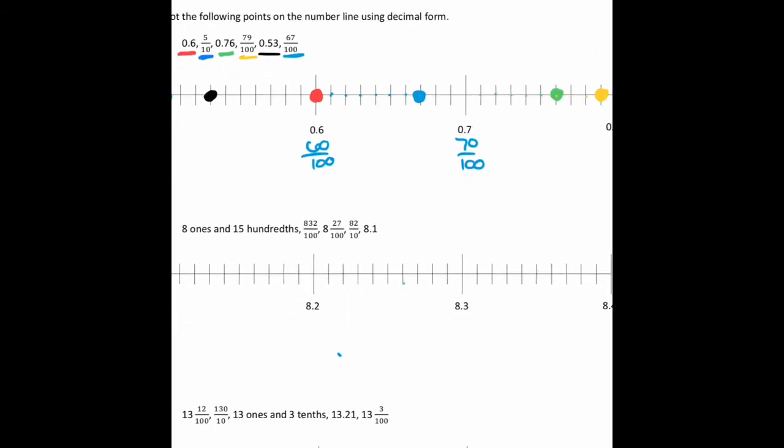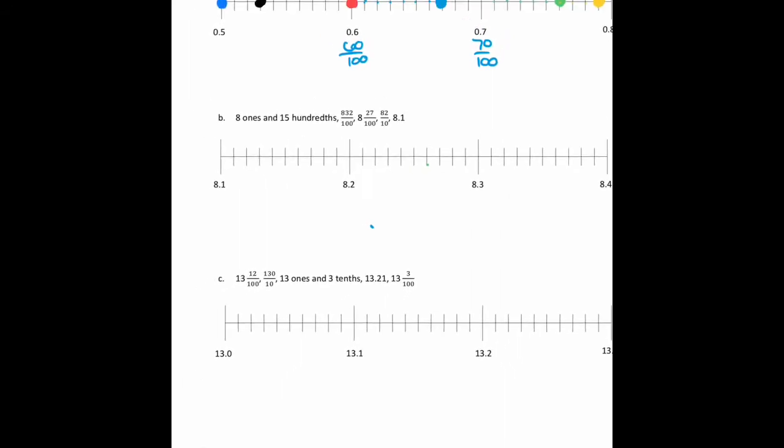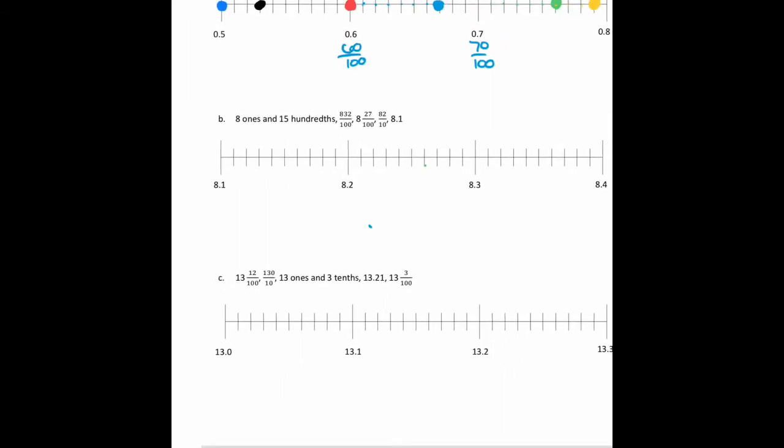Alright, on B we have 8 ones and 15/100, so all of these are in different forms. So what I'm going to do is convert them all to decimal form, that way they're easier to plot. I'm going to start off with 8 ones and 15/100. Well, 8 ones and 15/100 is the same thing as 8.15. I can look here and say 8 and 10/100 is the same thing as 8.1, and 8 and 20/100 is 8.2. So if I have 8 and 15/100, it's going to be in between those two, right here at 15/100.